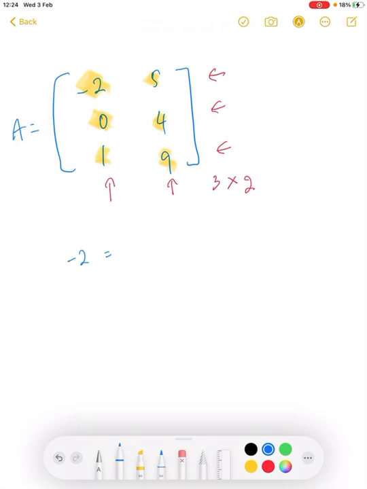So denoted by A, the first row and first column, A11. Okay, so what is the value for A32? So A32 means the element of the third row, second column.